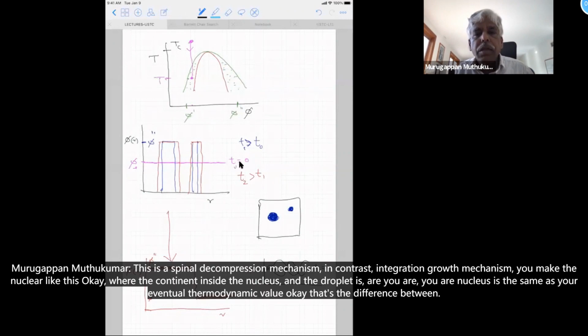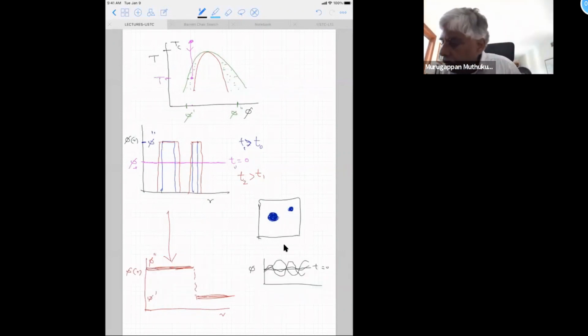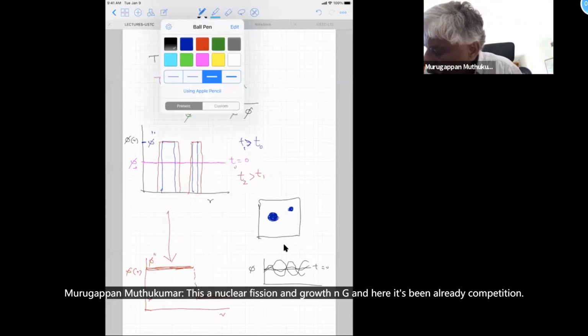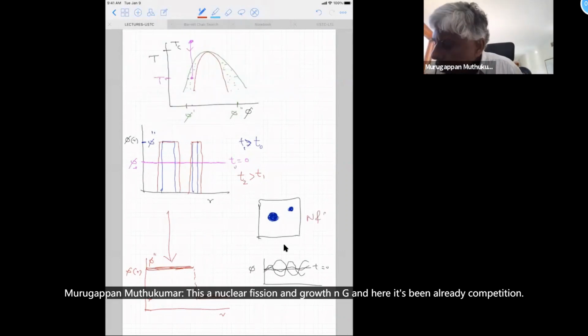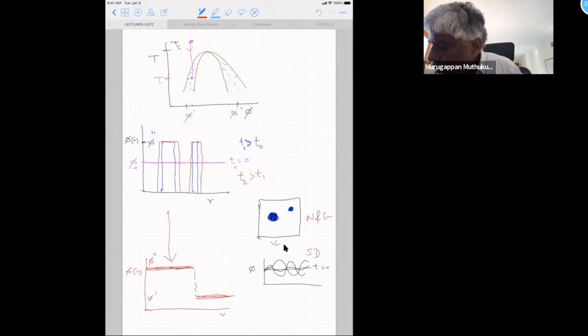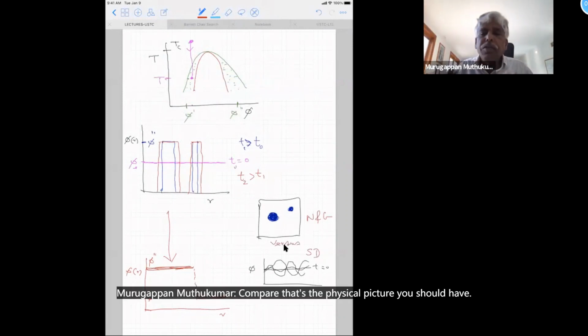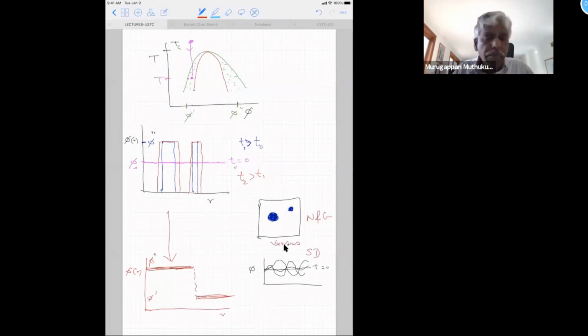In contrast, in the nucleation growth mechanism, you make these nuclei like this, where the concentration inside the nucleus, in the droplet, is the same as your eventual thermodynamic value. That's the difference between nucleation growth. This is nucleation and growth, N and G, and here is spinodal decomposition. Compare. That's the physical picture you should have.